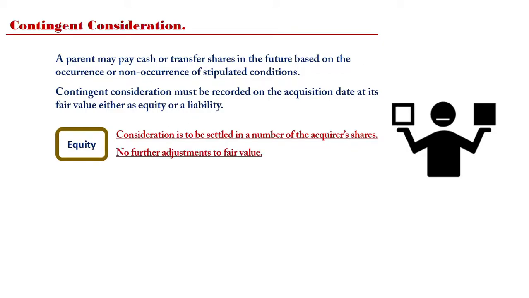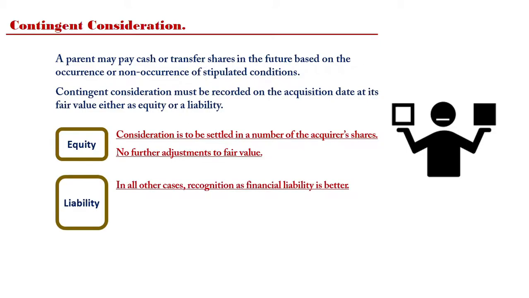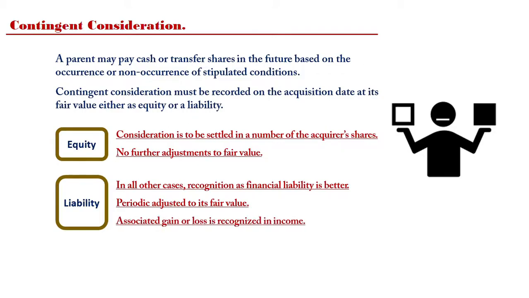There will be no further or subsequent adjustment to the fair value. In all other cases, recognition as financial liability is better. So if you don't recognize as an equity, then the other option is the liability. The contingent consideration recognized as a liability is potentially adjusted to its updated fair value, and its associated gains or losses is recognized in income in the statement of profit or loss.